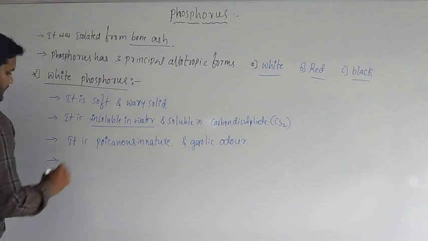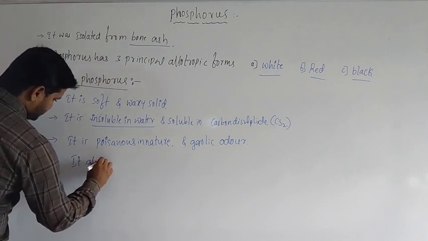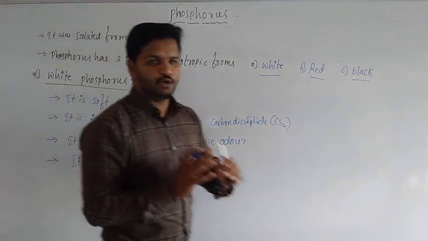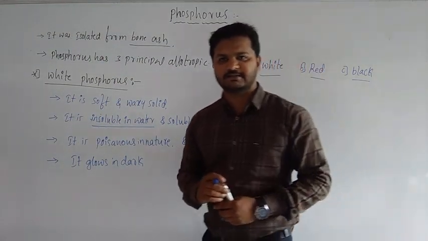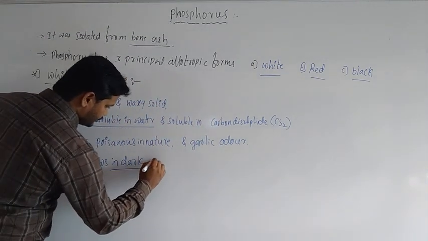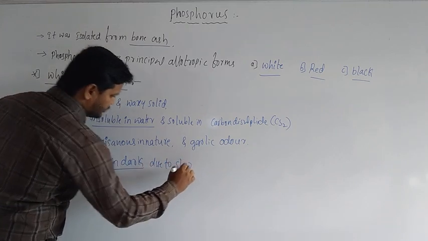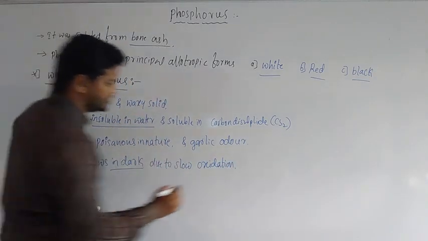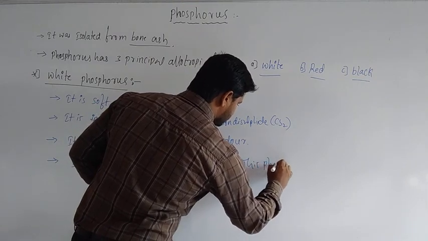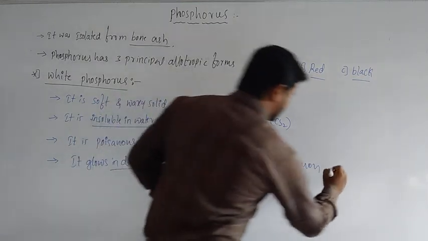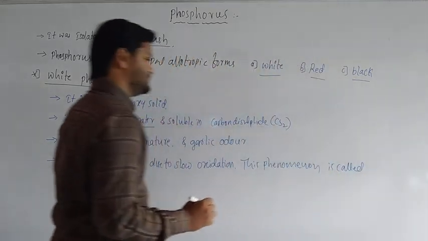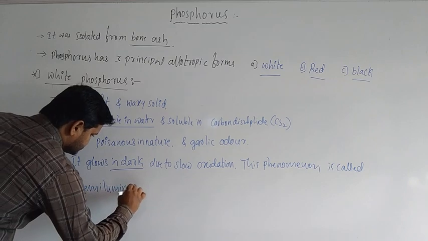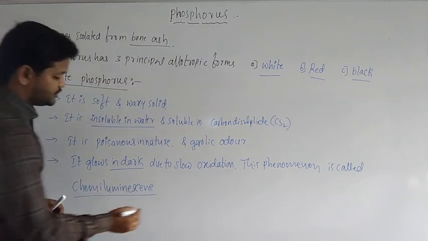And next, it glows in the dark due to slow oxidation, and this phenomenon is called chemiluminescence, or you can say phosphorescence.